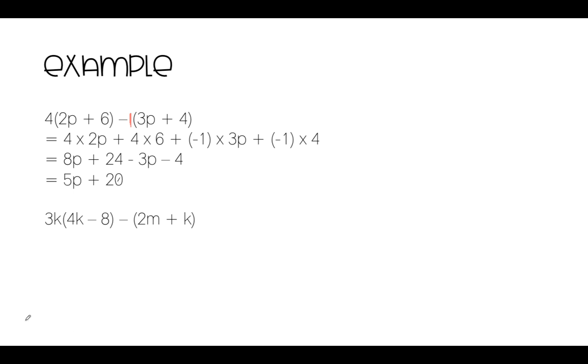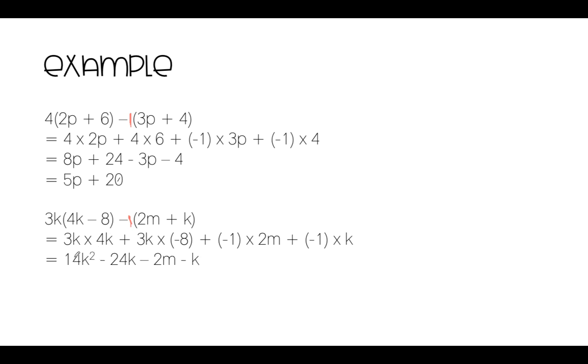And one last one, again expanding those brackets, so we end up with 3k times 4k plus 3k times negative 8 minus, remember this is a 1, so plus negative 1 times 2m plus negative 1 times k. And simplifying it down, so 3 times 4 is 12, k times k is squared, so we end up with, that should be a 12, we've made a mistake there, so 12k squared, take away, because 3 times negative 8 is negative 24, so take away 24k, minus 2m minus k, and then simplifying it down, we can collect our like terms of negative 24k minus k, gives us a value of negative 25k, so 12k squared, minus 25k minus 2m.